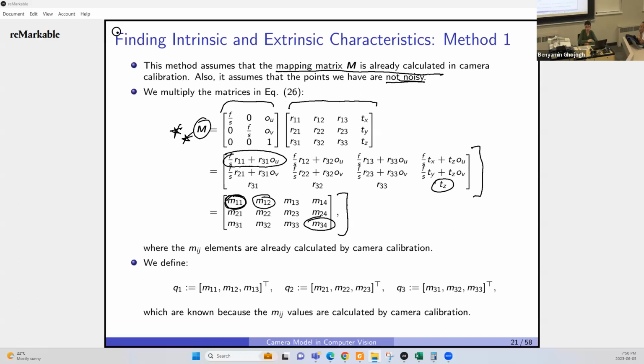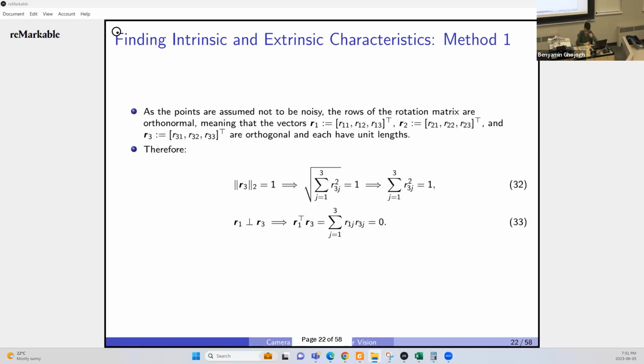M34 equals this. Now we define, this is our definition, Q1 as the column vector M11, M12, M13 transpose. This one, as a column vector, is Q2. This one, as a column vector, is Q3. And these are known. Q1, Q2, and Q3 are known because we assume that the mapping variables are known.